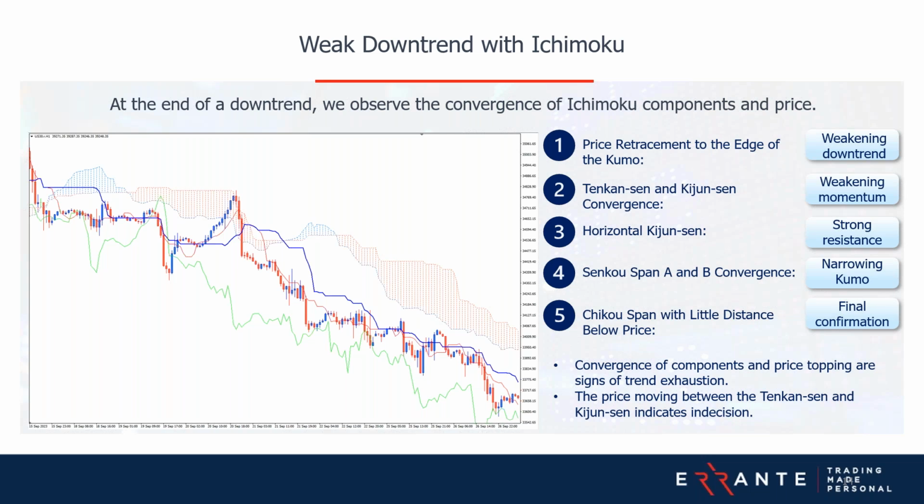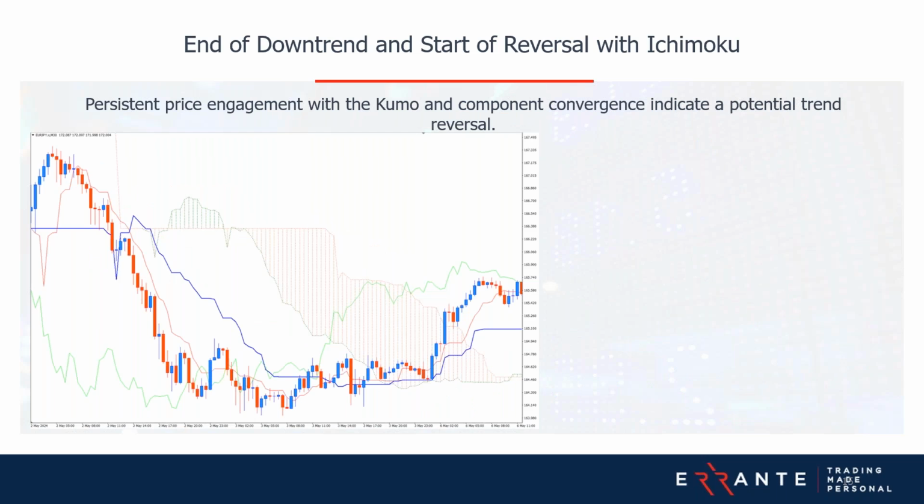So it can be very useful to prevent you from false sell signals. Now let's continue our journey by examining the signs that indicate the end of a downtrend and a potential start of a reversal using the Ichimoku Kinko Hyo indicator.